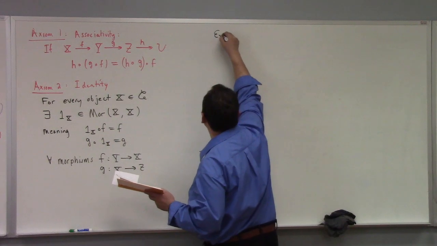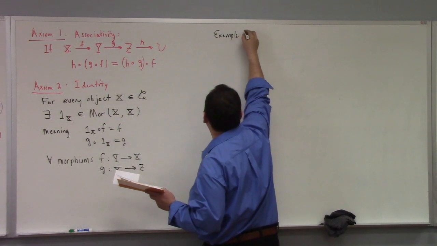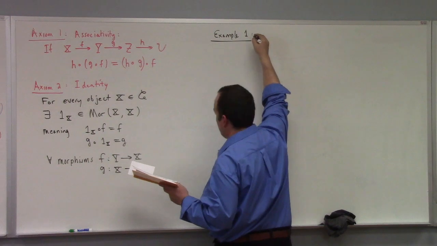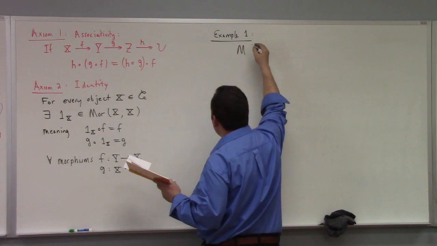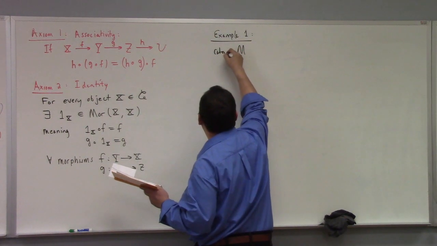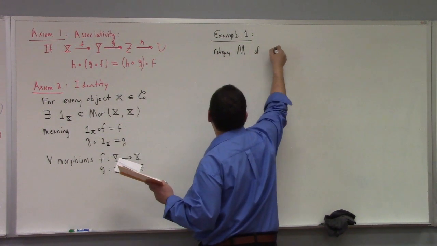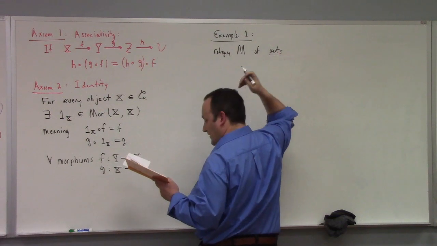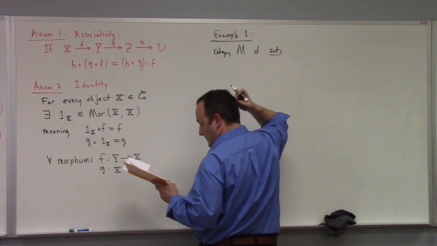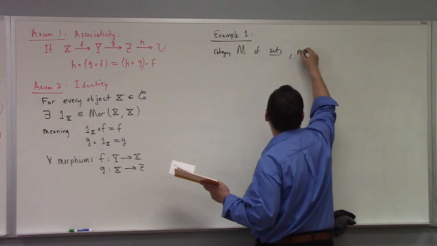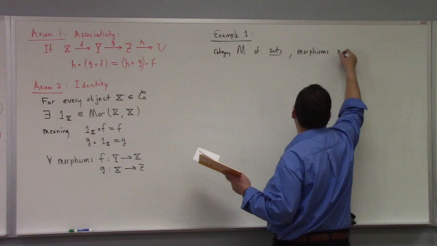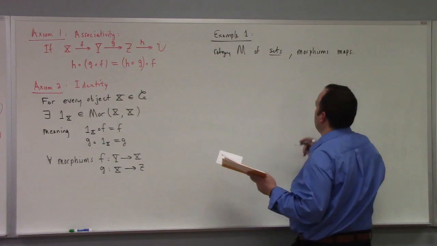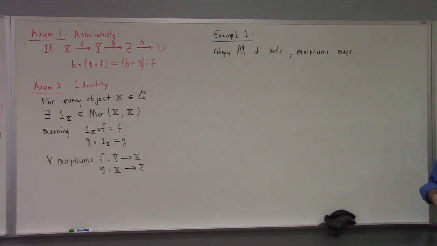So example 1, this one's kind of plain Jane, but you could just look at the category M of sets. Let your objects be sets. And morphisms, what would the morphisms be? Just maps? Just functions on sets. This is a category.